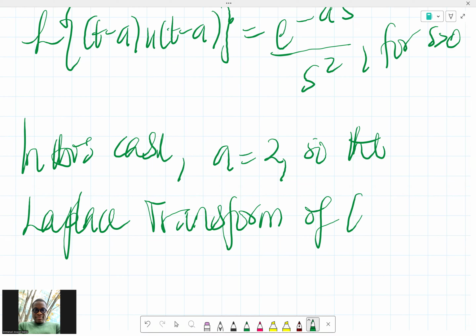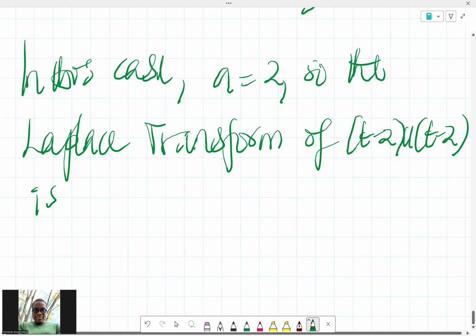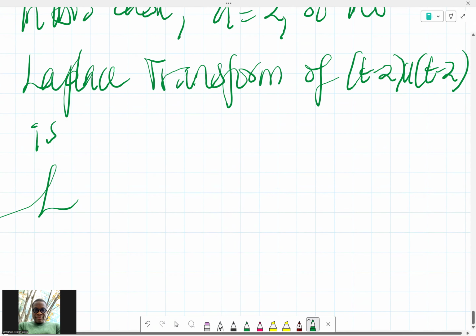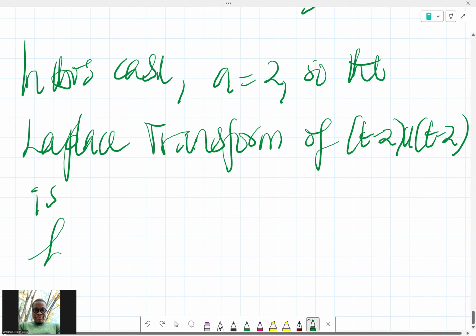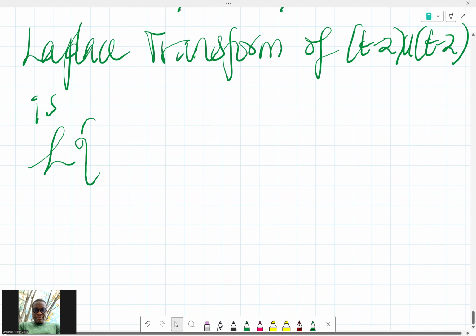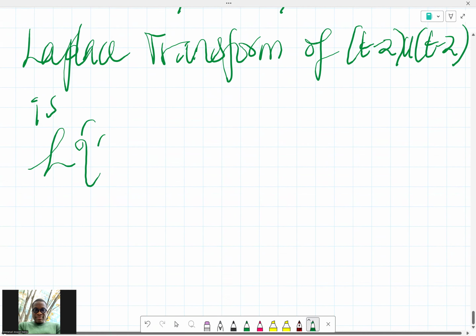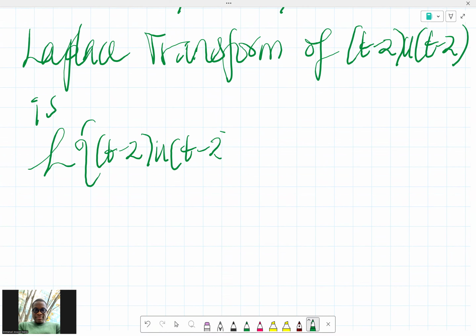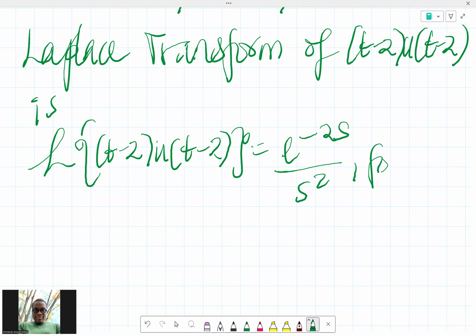All right, so the Laplace transform of (t minus 2) u(t minus 2) is the Laplace of (t minus 2) u(t minus 2), and that is equal to e raised to minus 2s all over s squared for s greater than 0.